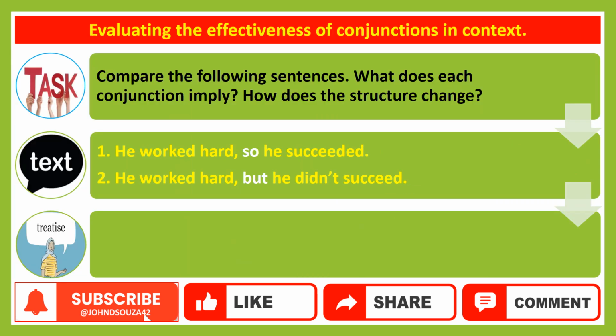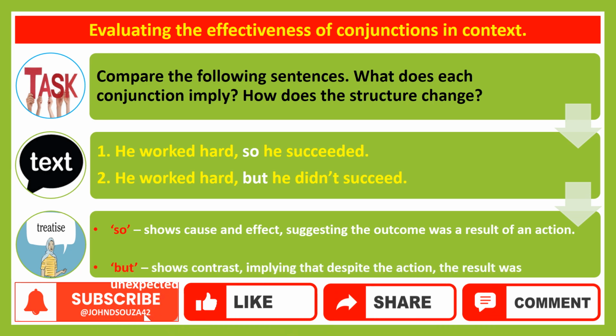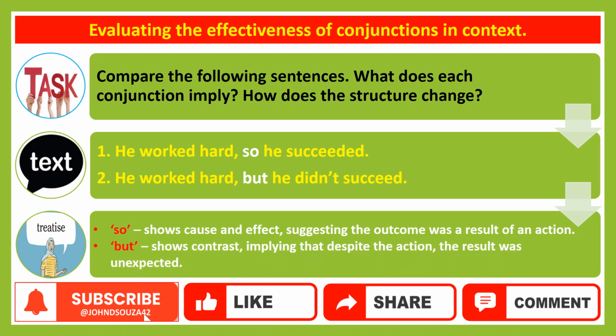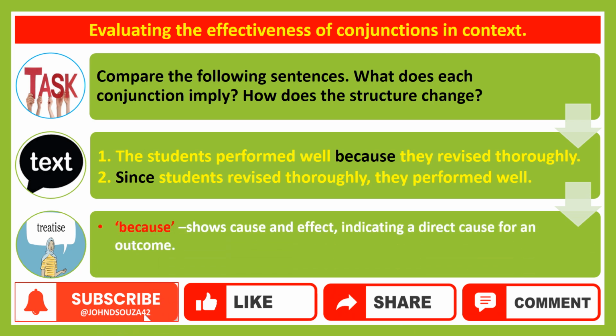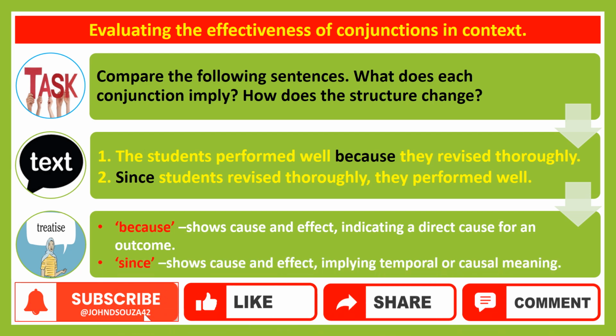Changing coordinating conjunctions can shift meaning. Let's explore how. So shows cause and effect, suggesting the outcome was a result of an action, but shows a contrast, implying that despite the action, the result was unexpected. Changing subordinating conjunctions also can shift meaning. Because shows cause and effect, indicating a direct cause for an outcome. Since shows cause and effect, implying temporal or causal meaning.